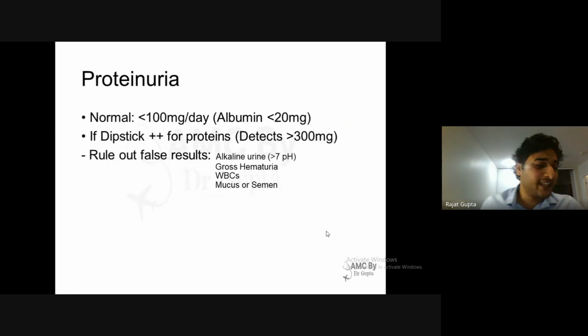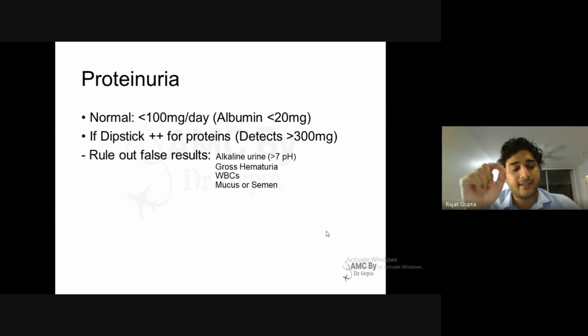Okay, so let's talk about proteinuria. Normally we excrete less than 100 milligram of protein per day, and albumin is less than 20. Some books say 150. Just go with Harrison, it says 100, so 100. And dipstick picks up protein only if it is more than 300, so it doesn't pick it up if it is between 100 and 300. That's the drawback of dipstick.